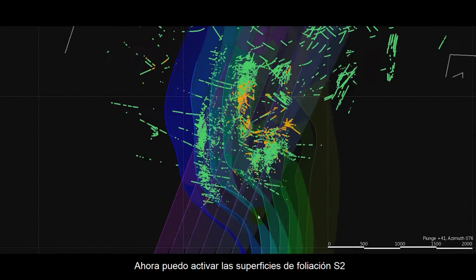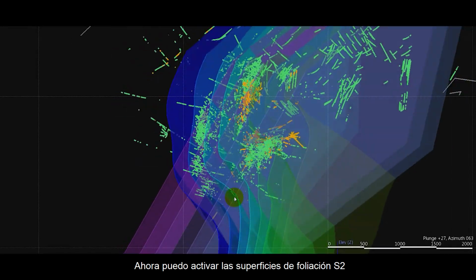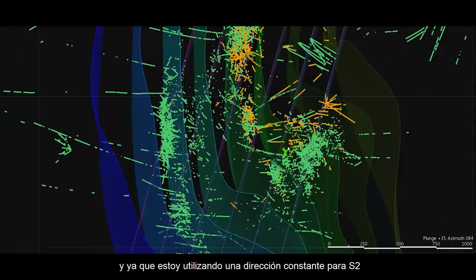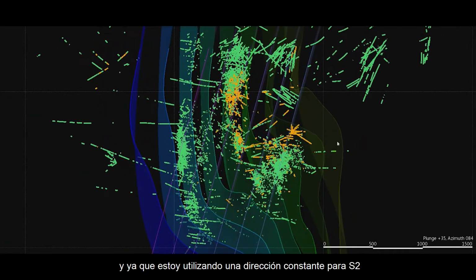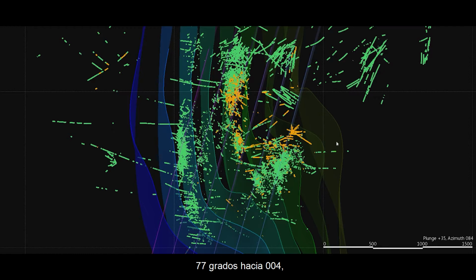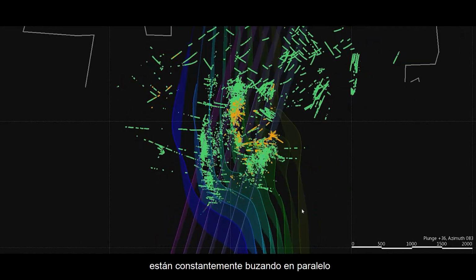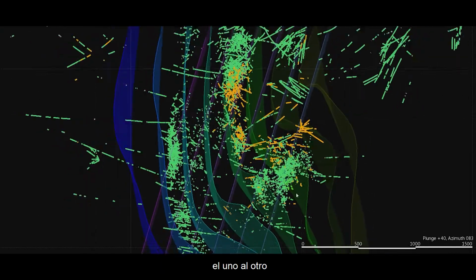Now I can turn on the S2 foliation form surfaces, and since I'm using a constant direction for this, 77 degrees towards 004, they are constantly dipping parallel to each other.